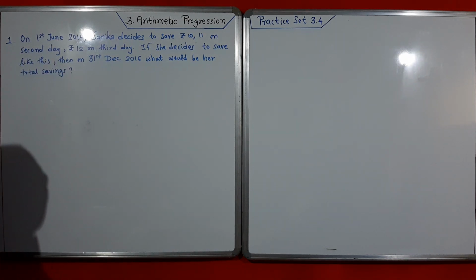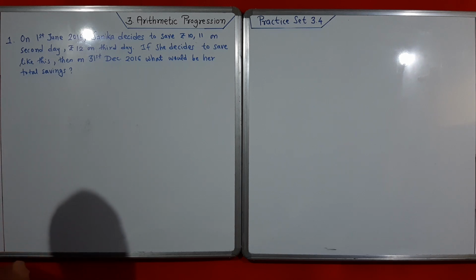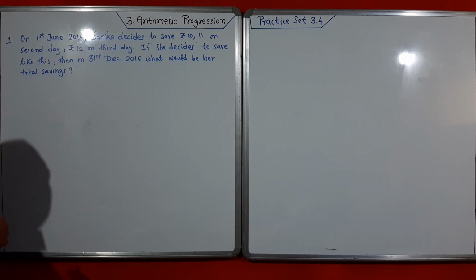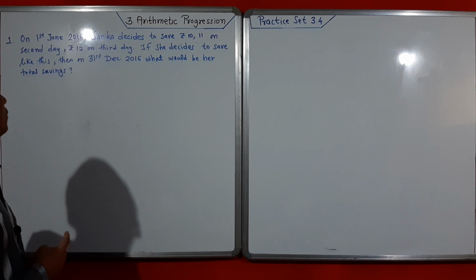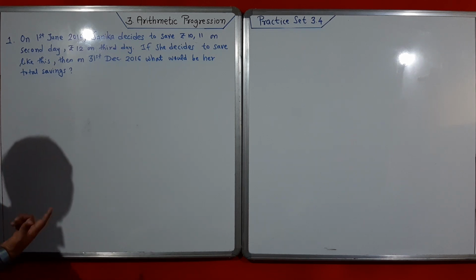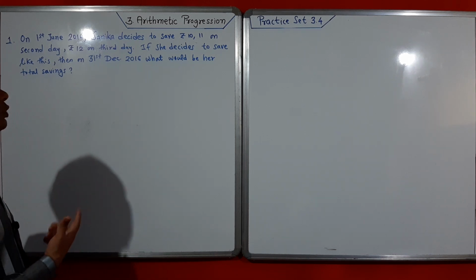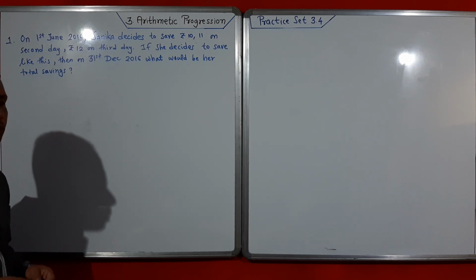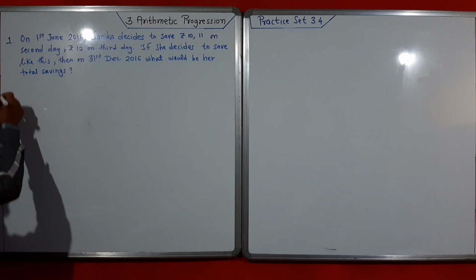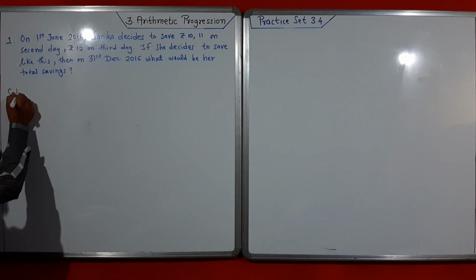On 1st June 2016, Sanika decided to save rupees 10, then rupees 11 on the second day and rupees 12 on the third day. If she decides to save like this, then on 31st December 2016, what would be her total saving? We have to find her total savings, so we will solve this. First thing, this year is one of the leap years.